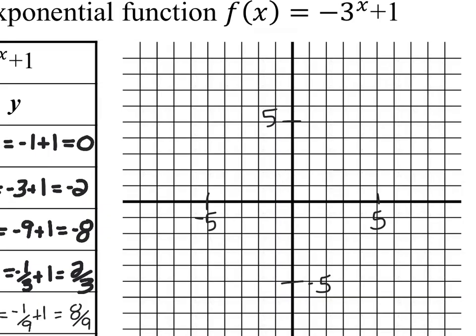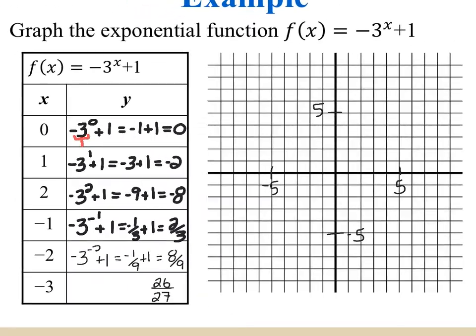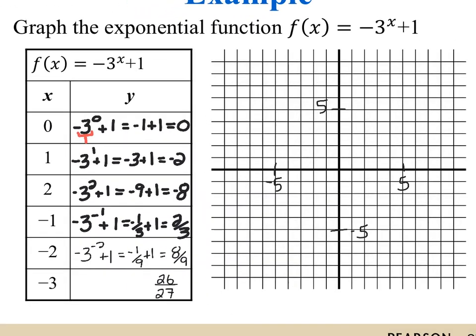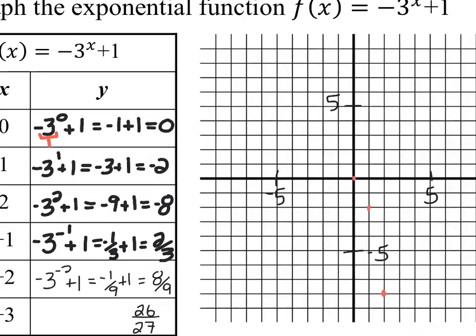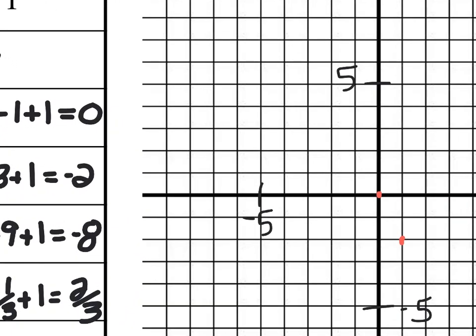Go ahead and scale our axes just by 1. We don't want to assume a scale. And then we'll start plotting these points. 0, 0, go through the origin. 1, negative 2, 2, negative 8. Then we have negative 1, 2/3. Zoom in a little bit to approximate where that 2/3 is.